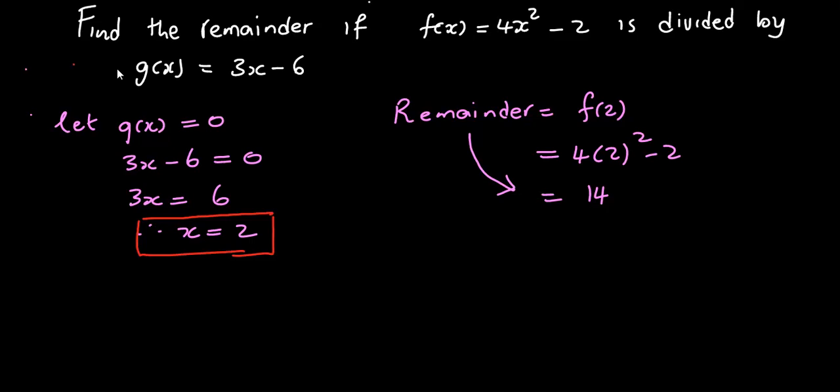Find the remainder if f(x) is divided by g(x): you take what we are dividing by, you equate it to 0, and solve for x. The answer that you get, substitute it into the original equation. So when you get 14, you can see that 14 is your remainder.